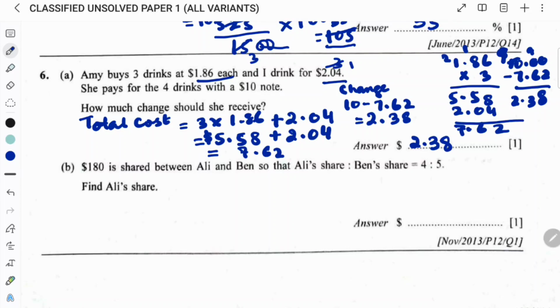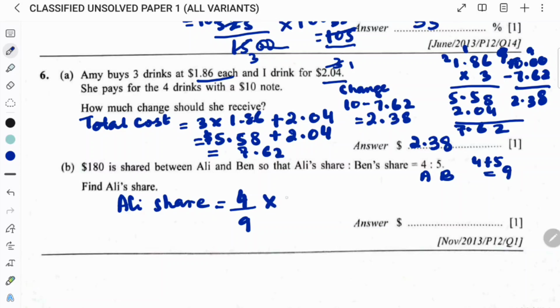Now in part B, 180 is shared between Ali and Ben. Ali's share and Ben's share is in the ratio 4:5. So this is for Ali and this is for Ben. Find Ali's share. The ratio is given, 180 is the total. Ali's share is Ali's ratio 4 divided by the total ratio 9. The sum of the ratio is 9, 4 plus 5 is 9.